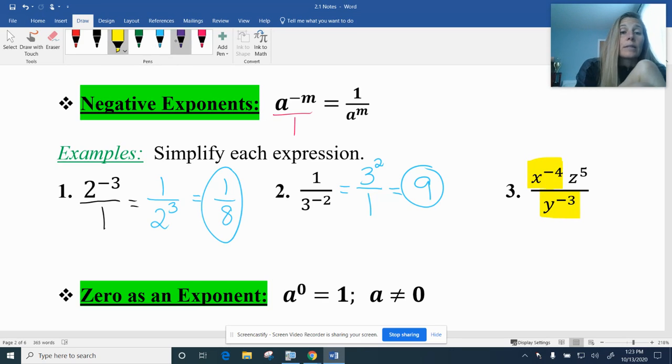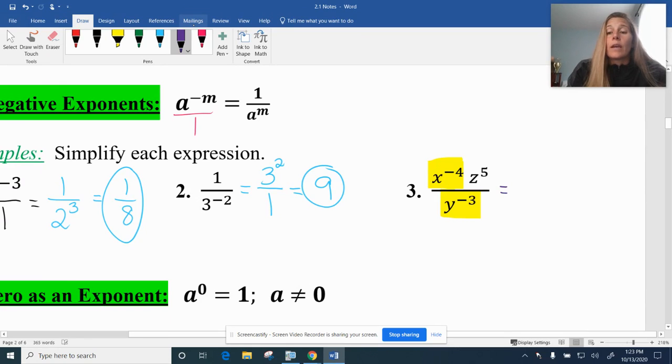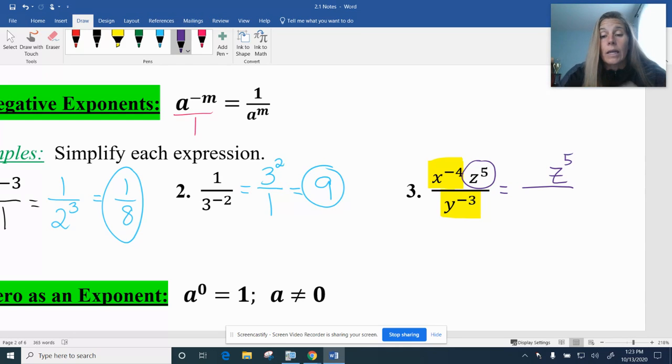Now, when you take a look at problem 3, we'll notice that we have 2 terms here with negative exponents. In this particular case, be careful because the z has a positive exponent already, so it doesn't need to move anywhere else. It's going to stay exactly where it is. The x, however, has a -4, so that's going to move down to the bottom so that my 4 can become positive. And the y has a -3, so that's going to go up to the top so that 3 can become positive. And then that would be your final answer.